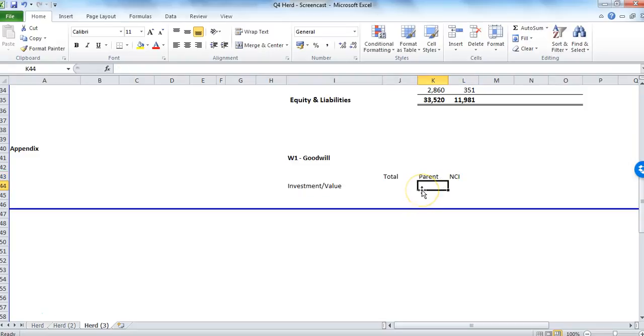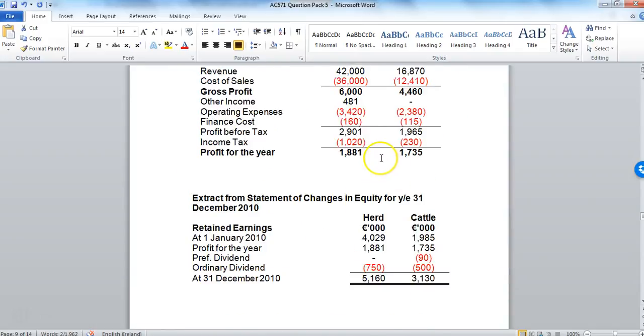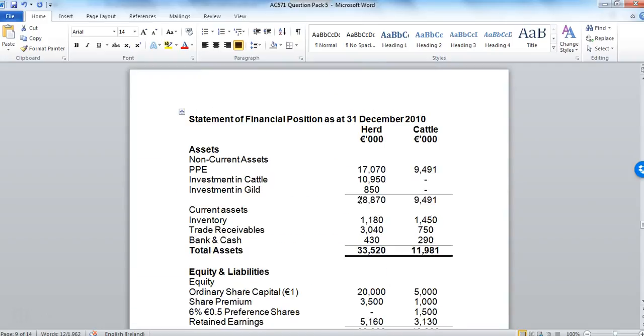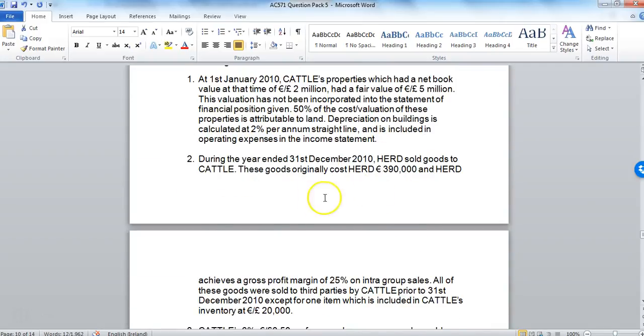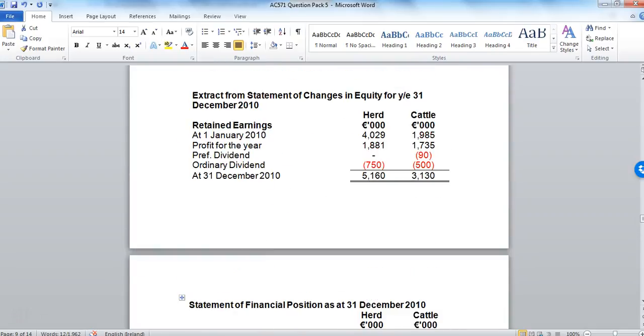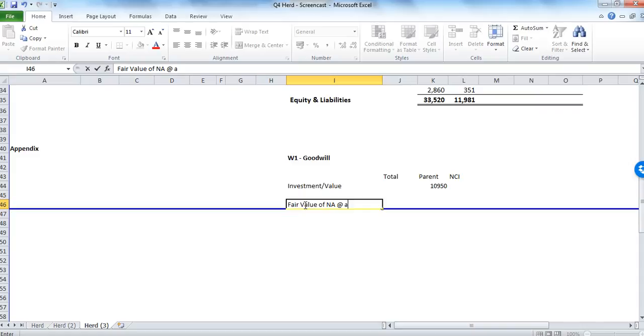So we know the parent has invested 10,950 in Herd. So Herd have invested 10,950 in cattle, for their share of 60% of the ordinary shares and 90% of the preference shares. So 10,950 is how much they've invested. And we're told in the NCI, so we're not told that they're valued at fair value, so we assume it's going to be method 1, the partial method. So we then have to figure out, well, what is the fair value of net assets at acquisition?